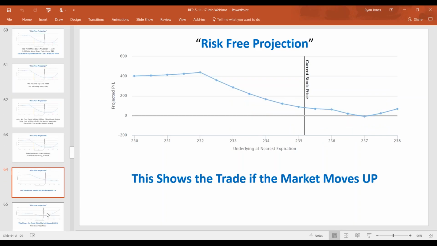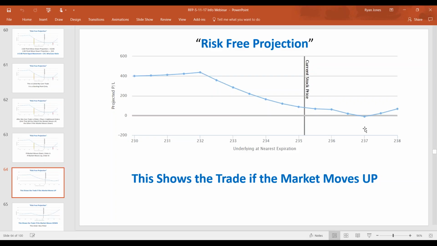Now, this shows the trade if the market moves up and my order B is filled. All right, so now I've improved the overall probabilities. I've pushed the risk to the upside, and my dead zone low point is at 237, and it actually is showing a break even at that point. Now there's still risk, right? This is not a guaranteed risk-free.